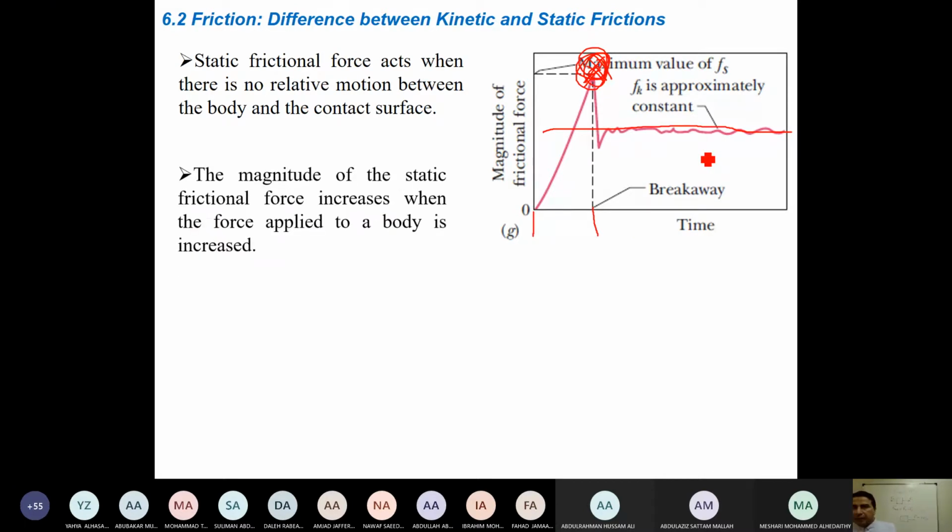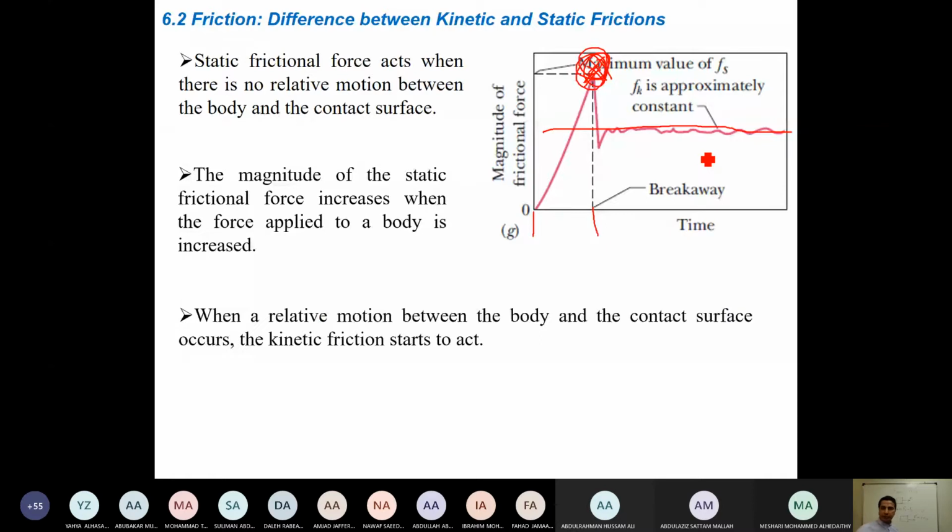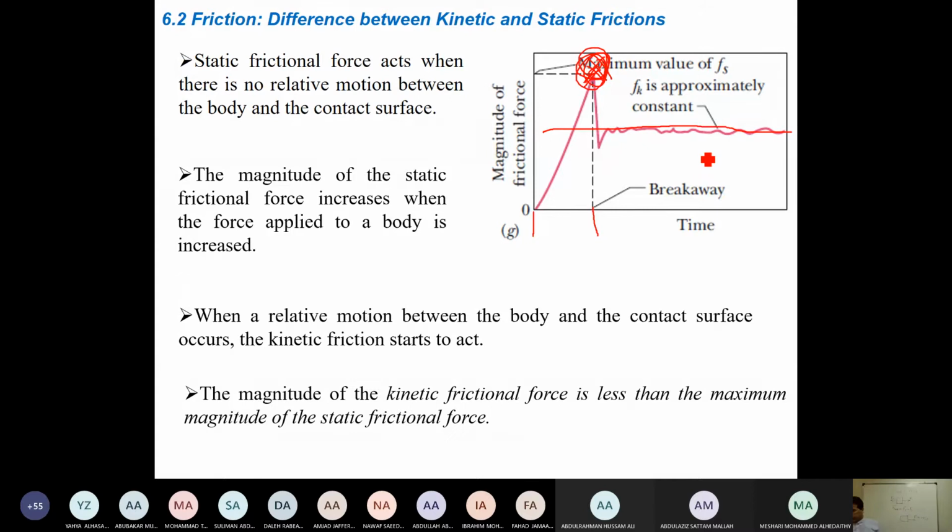Okay. The magnitude of the static frictional force increases when the force is applied, which we already learned in the previous case, and also the relative motion between the two bodies at the contact surface occurs. Then there is a kinetic friction, which we already studied in the previous case. The last point is again related to the last part of the block. The magnitude of the kinetic frictional force is less than the maximum magnitude of the static frictional force. Either you say maximum magnitude of the static frictional force, or you just say maximum static friction, because I will be emphasizing a little more the vector nature of the two forces.